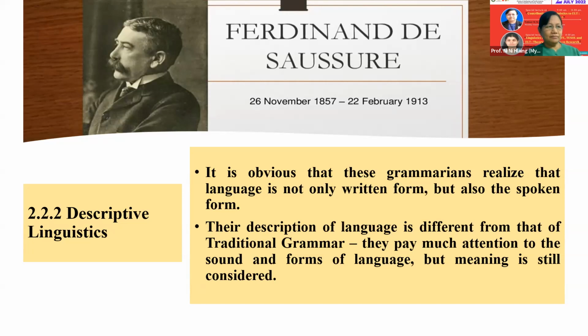pre-Saussurian linguistics. So it is obvious that these grammarians realized that language is not only written form, but also spoken form. It is also not universal, but differs from one language to another. Their description of language is, therefore, different from that of traditional grammar. They pay much attention to the sound and forms of language, but meaning is still considered.